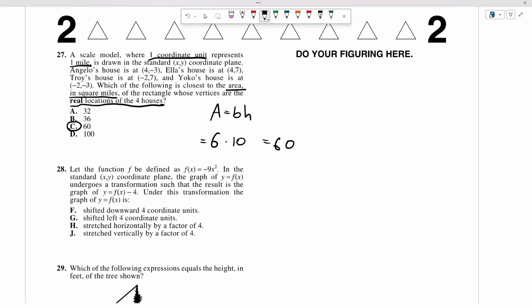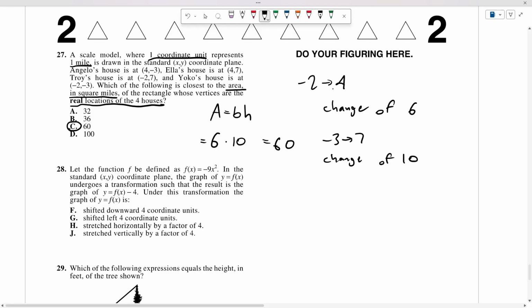You can see that x goes from -2 to 4. So -2 to 4 is a change of 6. You might recognize that. And then for the height, we go from -3 to 7, and that's a change of 10. But either way, you get that the area would be 60 units. So we have 60 square units.